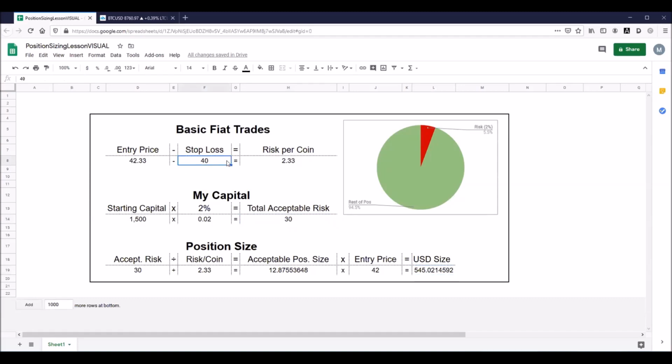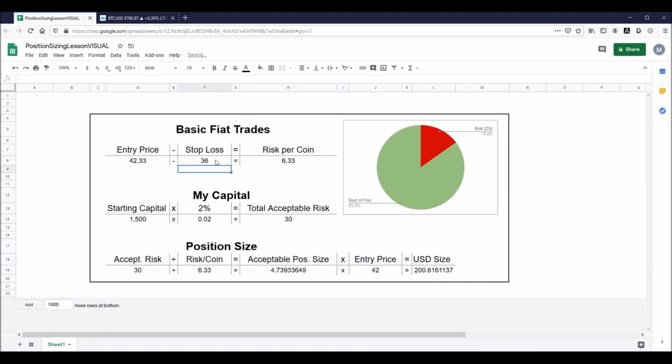Because if my stop loss is dropping, my position size needs to drop in order to stick to my 2% rule. I don't want the market moving further down to cause me any more loss than if it went down $1, $2, $3. I want my losses to stay the same. So to keep my losses the same, equal to 2%, my position size has to decrease as I widen my stop loss.